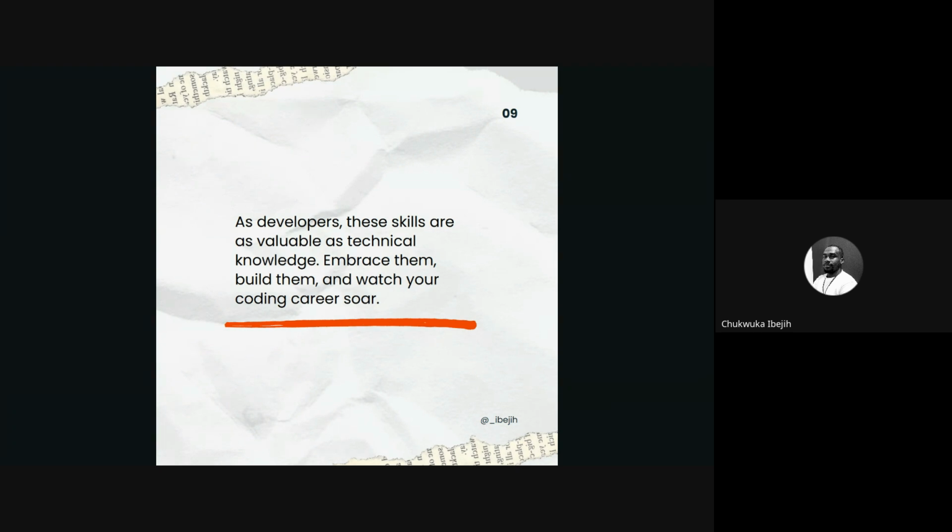Now, I want to build something and I know that, okay, I need a database in play. I need users to log in.